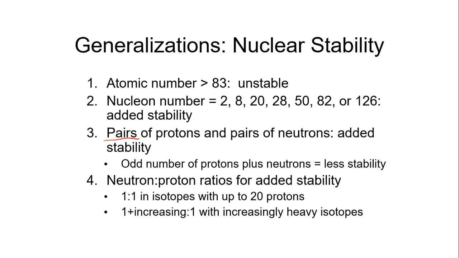Now, when we look at small atoms, what we see is 1-to-1 ratios in all of your isotopes that are stable for atoms with up to 20 protons. If you have more than 20 protons, you're going to need more than one neutron to every proton.